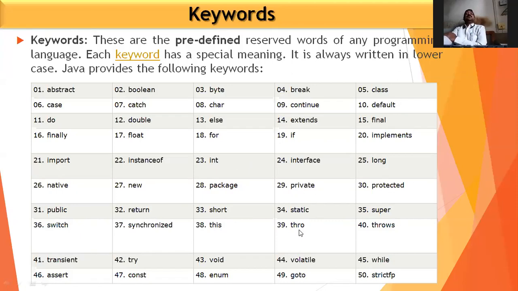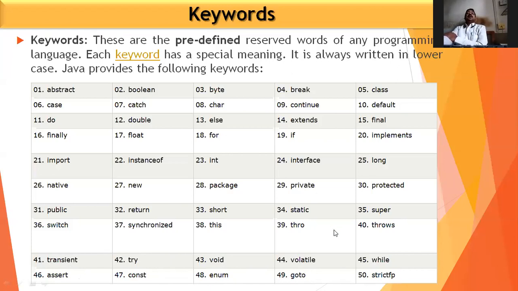This is a new keyword. Throw is also a new keyword. Throws also a new keyword. Transient, new keyword. Try is a new keyword. Void was available in C and C++. Volatile is available in C. While is also available in C. Assert is a new keyword. Const is new. Enum, goto is available in C and C++, and strictfp, this is a new keyword.